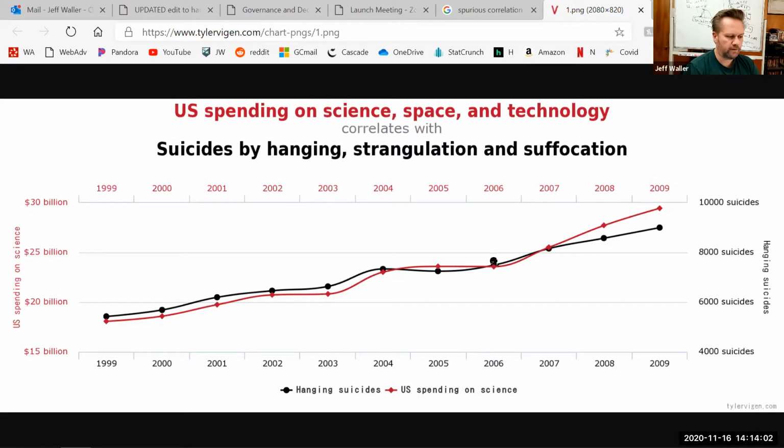So would you agree that they seem to be correlated? Does it make sense to say that they seem to be correlated? I'm not saying does it make sense that one causes the other. Remember, correlation has zero to do with causality. Are they correlated? Yes, they are. Why? Out of coincidence in this case, right? This is coincidence. There's no reason to think that if we spend more on science, that more people will hang themselves. There's no reason to believe that.